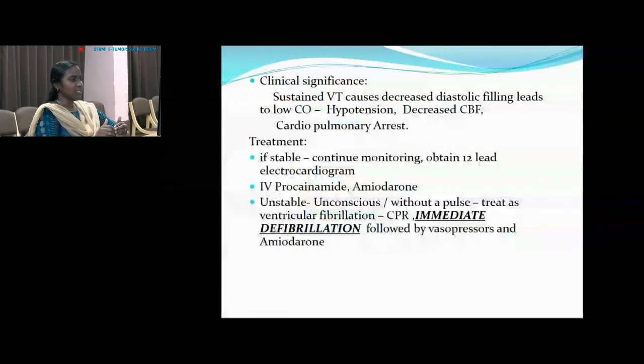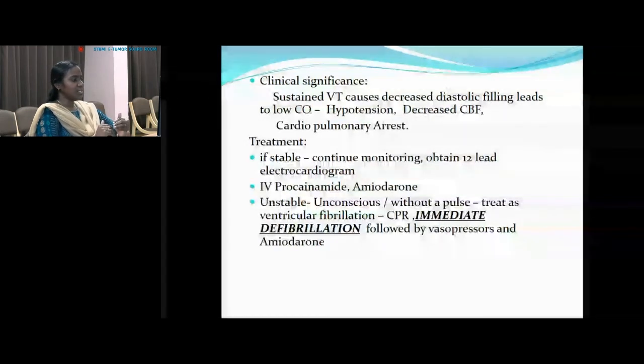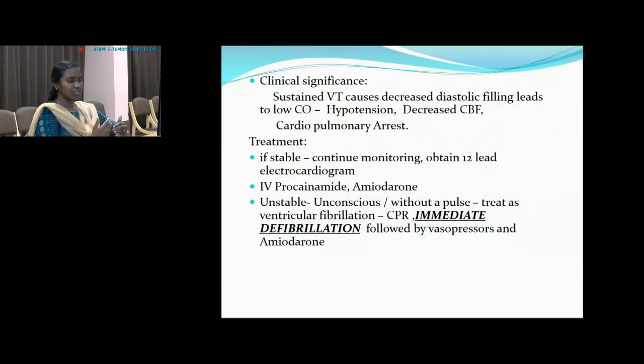And if the patient is unstable, that is unconscious or without a proper bounding pulse, then it should be treated as ventricular fibrillation. So immediately we must start CPR and immediate defibrillation, followed by vasopressors and amiodarone. The ACLS procedure should be started immediately if we find unstable ventricular tachycardia. Unstable ventricular tachycardia must be treated like ventricular fibrillation only. So immediately ACLS should be started.